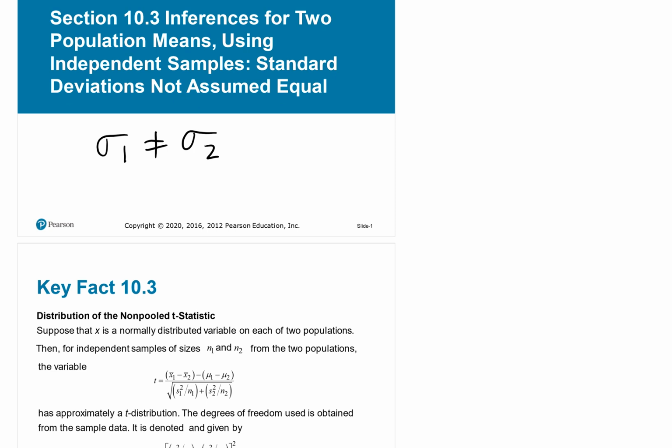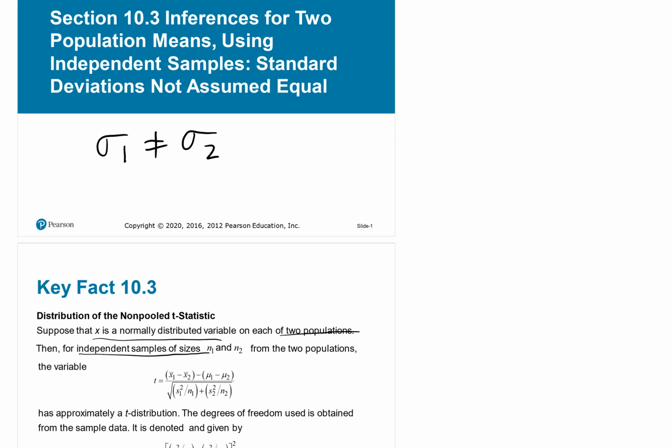The conditions are the same. X is normally distributed for two population means, with independent samples of sizes n1 and n2. Then the t-statistic is x1 bar minus x2 bar, minus all that stuff that is eventually going to be 0, divided by the square root of s1 squared over n1 plus s2 squared over n2.